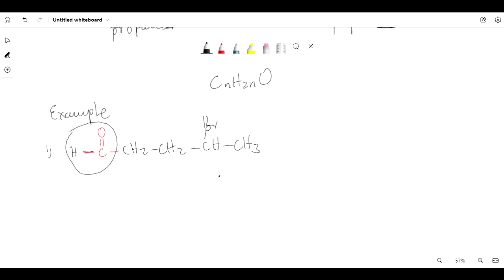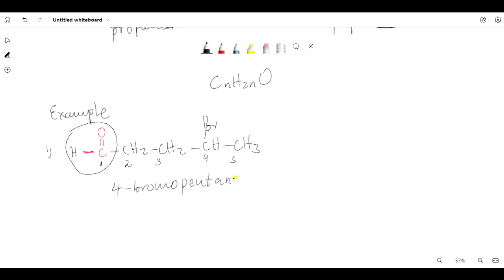Now we start numbering from the carbonyl itself because it's the functional group of our molecule. So then here 4, then here 5. So now the name would be what? It would be 4-bromopentanal.